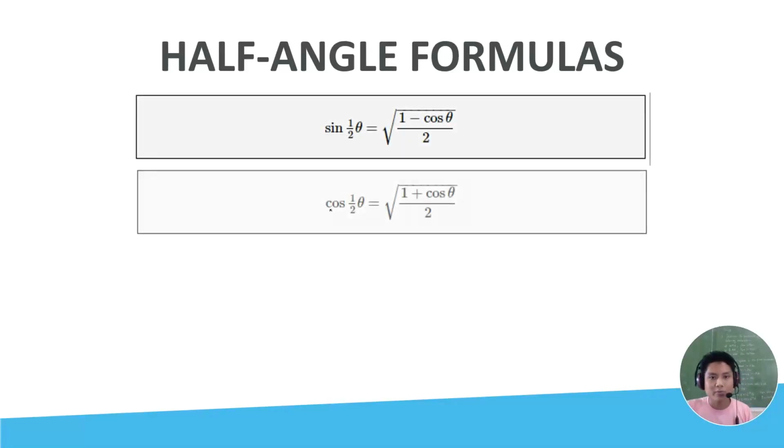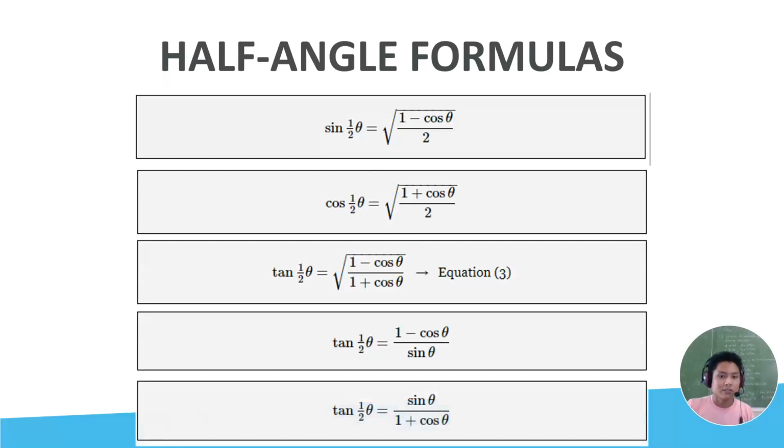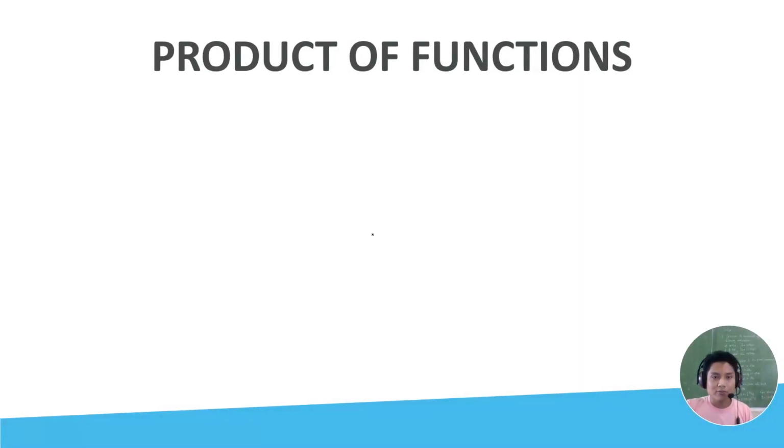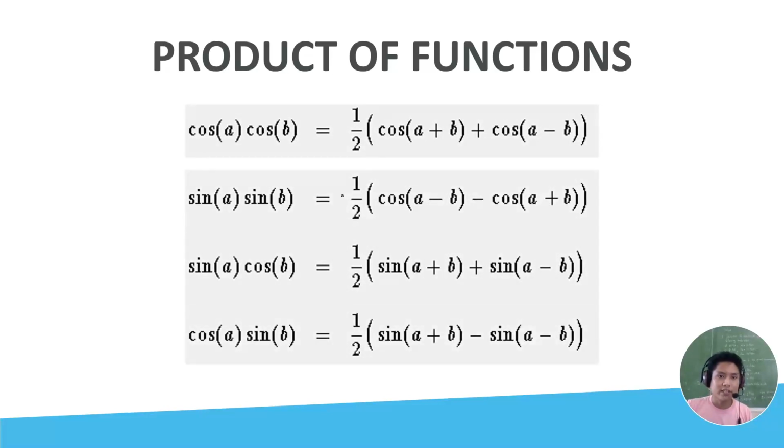Half angle formulas. So these are the half angle formulas. Okay, so we can use that in some problems. Product of functions. For product of cosine of different angles, we can rewrite that into this form. For product of two sine functions, this one, sine and cosine and sine.